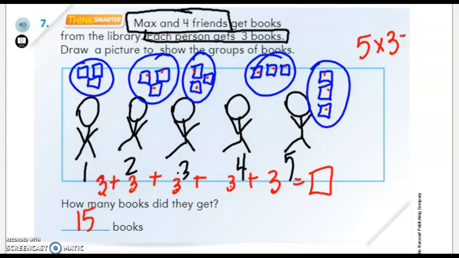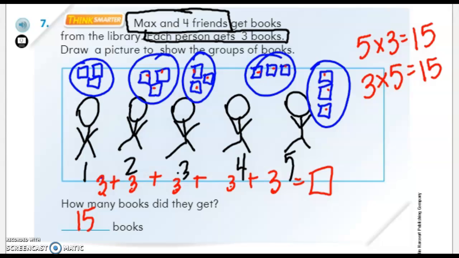And for those of us who can kind of think already like this is 5 people, and each person is getting 3 books. Or I could think of it as there's 3 books for 5 people, and that's 15 books. So this repeated addition and grouping items, objects into equal groups is actually multiplication.